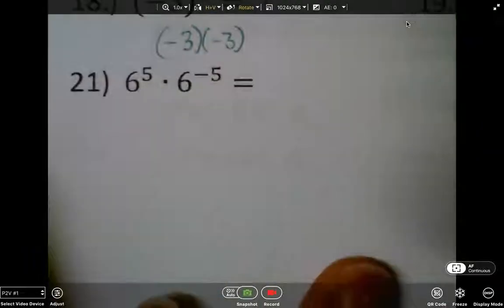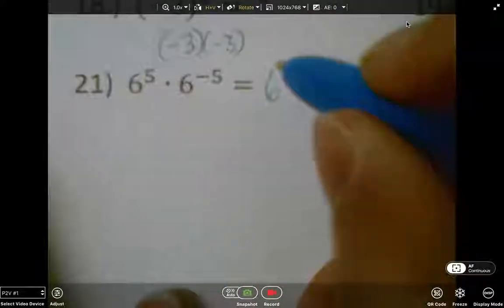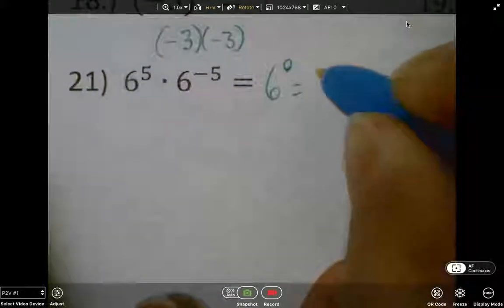And here again, you add the exponents. Somewhat of a trick question because 5 plus -5 is 0, and anything to 0 is 1.